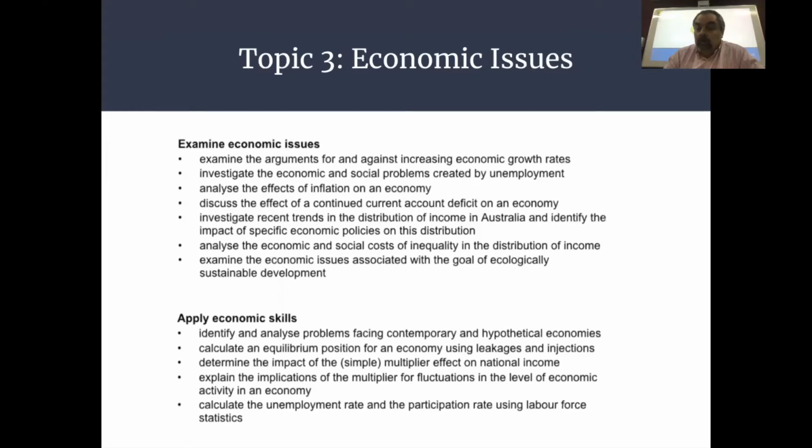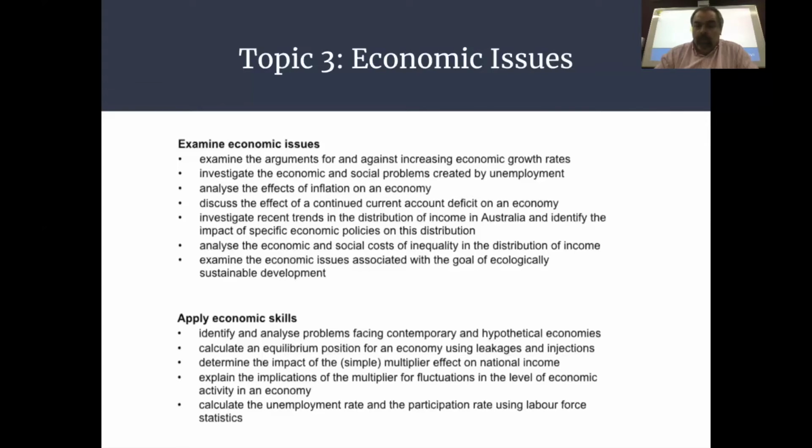Investigate trends in the distribution of income and wealth and policies around that, looking at the economic and social costs around inequality in the distribution of income. And the last dot point there is examining the economic issues with the goal of ecologically sustainable development. So you can see that each of those targets the 6 particular issues. The skills, the economic skills, look at the problems facing contemporary economies. So obviously those problems would be around the issues.